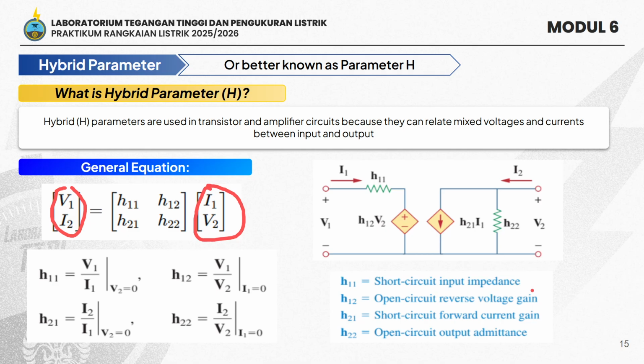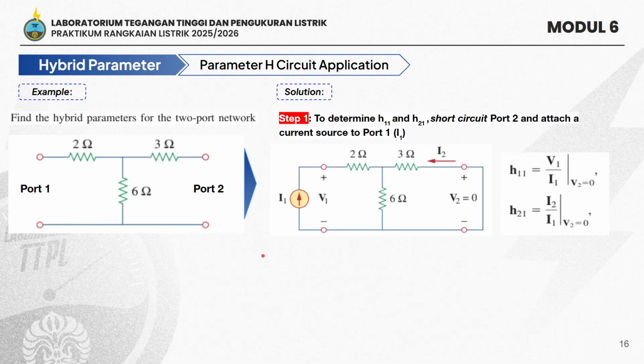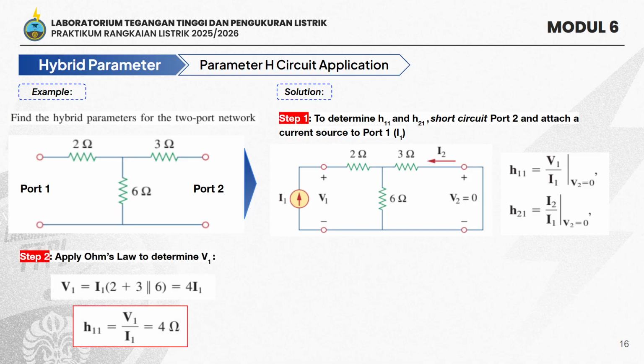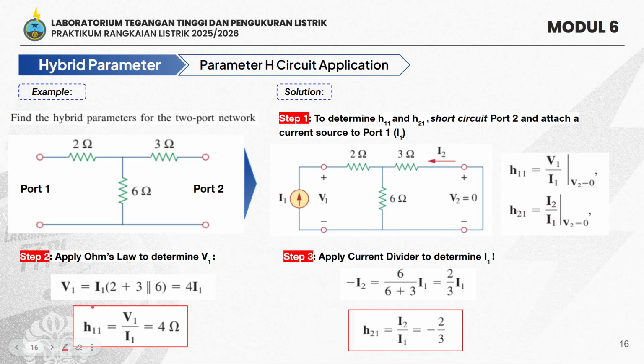So the first one is short circuit input impedance. The second one is open circuit reverse voltage gain, short circuit forward current gain, and open circuit output admittance. We just short circuit port 2 and attach a current source to port 1, because we want to determine the parameters: the input impedance and the forward current gain parameter.